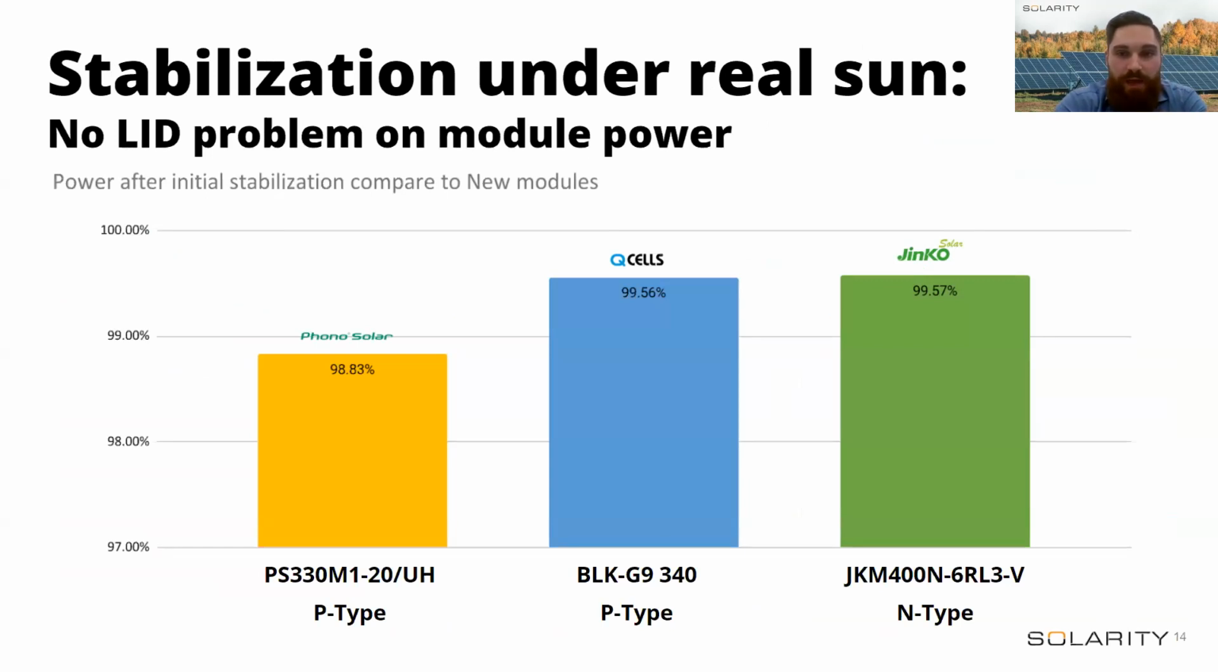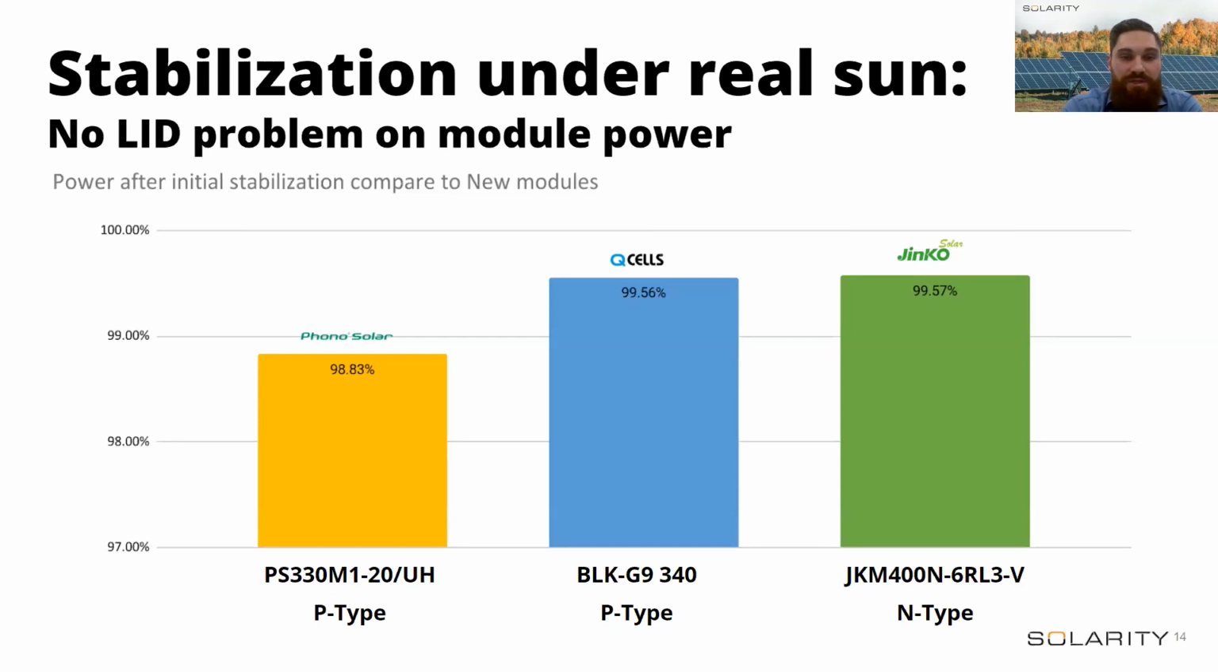Jinko N-type and Q-cell P-type, pretty good performance, just 0.5% loss. And this was for 1 week of exposure to the sun. And Phono lost 1.2%, which is still a good result.